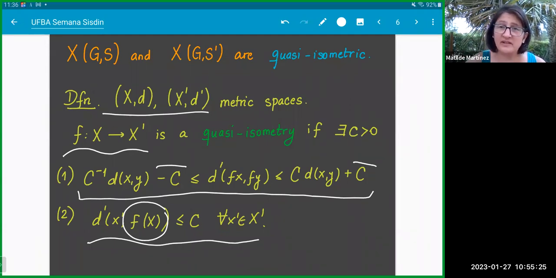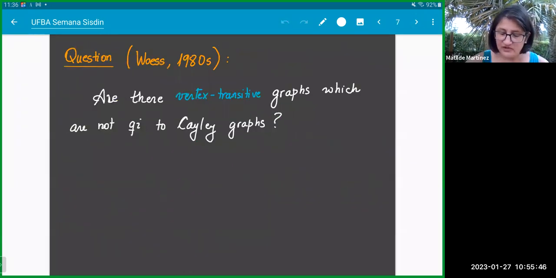And even if the Cayley graph does depend on the generating set you choose, two Cayley graphs for the same group are always quasi-isometric. And two spaces which are quasi-isometric share many geometric and analytic properties, okay? So this question goes back to the 80s, and it is the following. Are there vertex transitive graphs which are not quasi-isometric to Cayley graphs? So a graph which is vertex transitive can be quasi-isometric to one which is not. But the question is, are there vertex transitive graphs, that is, graphs that look the same at every vertex, which are at large scale very different from Cayley graphs?